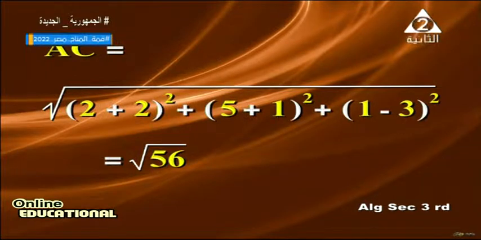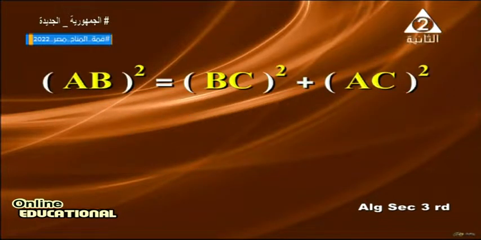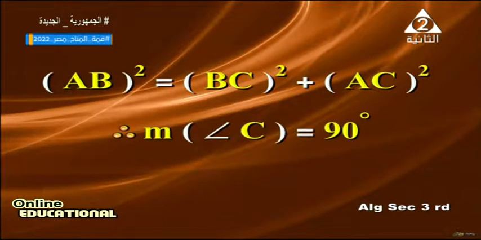What is the rule to calculate that the measure of angle B is a right angle? AC squared must be equal to AB squared plus BC squared, where AC is the hypotenuse. What is the hypotenuse? Yes, the side opposite the right angle, meaning the measure of B equals 90 degrees. Therefore, the measure of C equals 90 degrees.